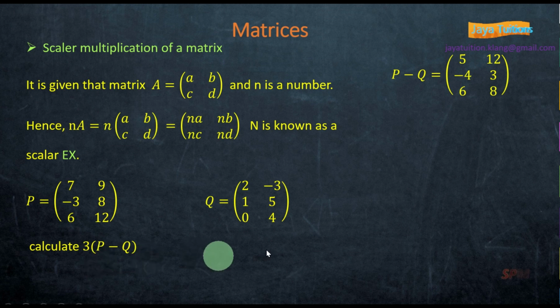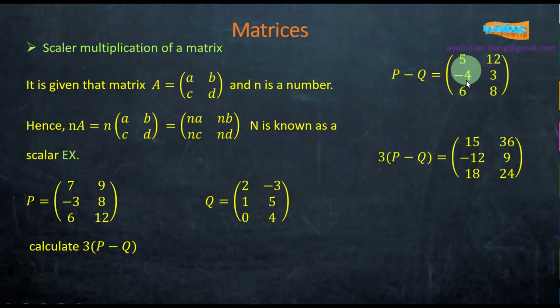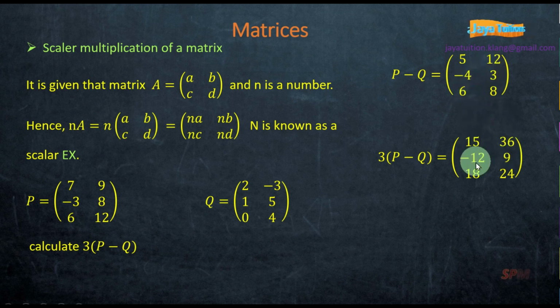We want 3 times P minus Q. So multiply this matrix by 3, each and every element. 5 times 3 is 15, 12 times 3 is 36, negative 4 times 3 is negative 12, 3 times 3 is 9, 6 times 3 is 18, 8 times 3 is 24. So that is how we get 3P minus Q.